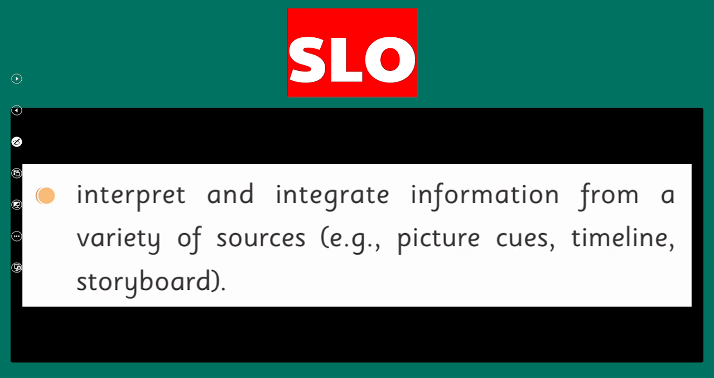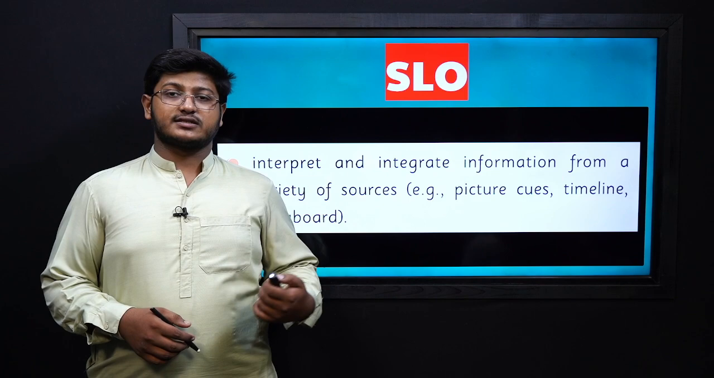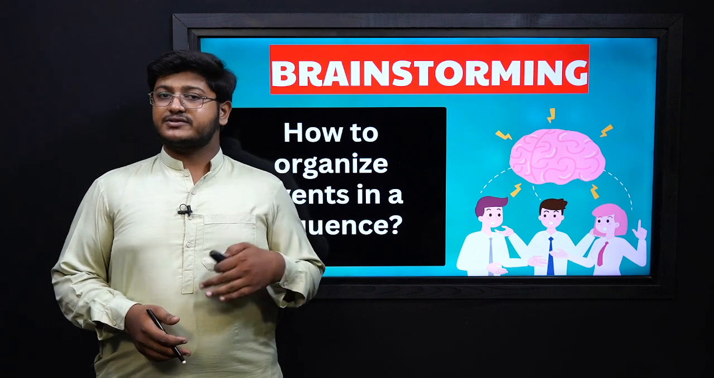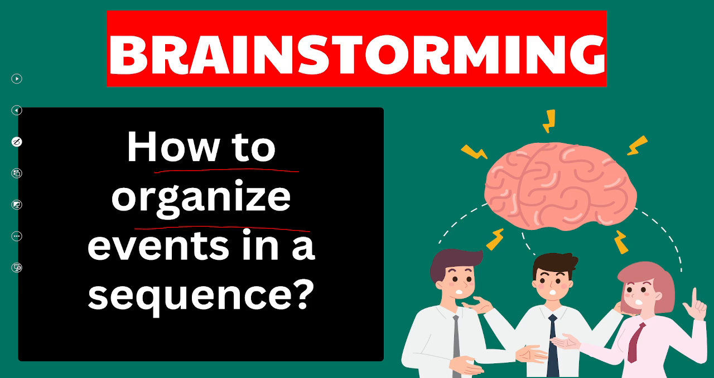The SLO states: interpret and integrate information from a variety of sources, picture cues, timeline, storyboard. In this lecture, we will focus on the timeline. What is a timeline? How to make a timeline and how can we use timelines in making different texts? So let's go further. Here we have a brainstorming activity. Let's read what the brainstorming prompt is: how to organize events in a sequence.